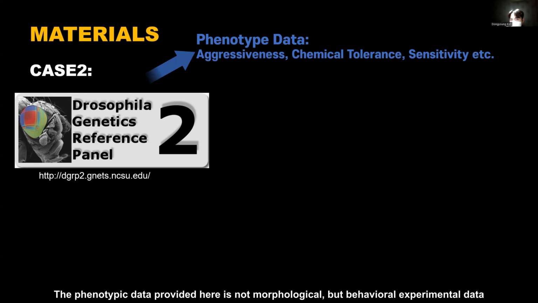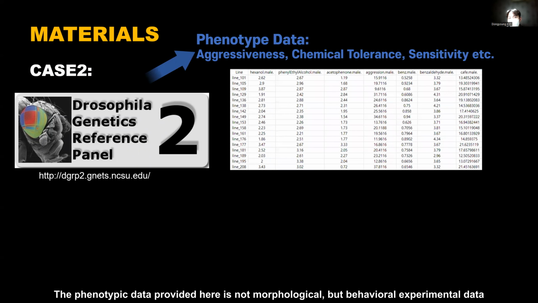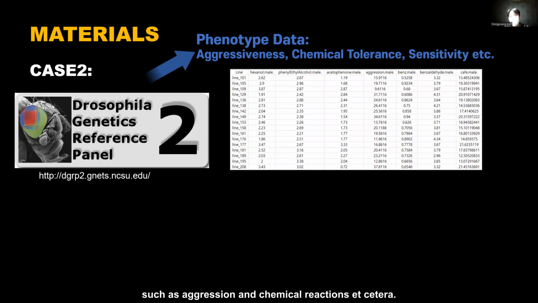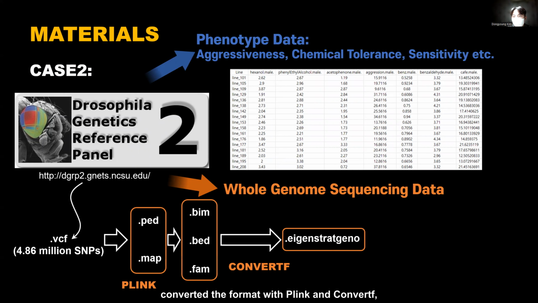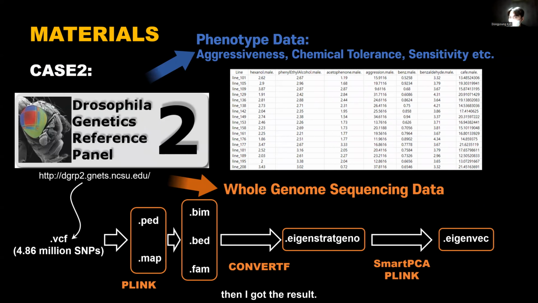The phenotypic data provided here is non-morphological, but behavioral experimental data such as aggression and chemical reactions, etc. And whole genome sequencing data is provided in this VCF form. So I downloaded it from a Linux server and converted the format with Plink and ConvertF, and then conducted a principal component analysis with Smart PCA. Then I got the result.